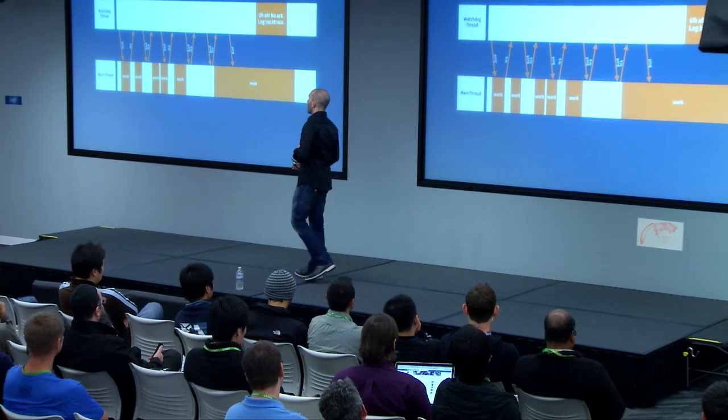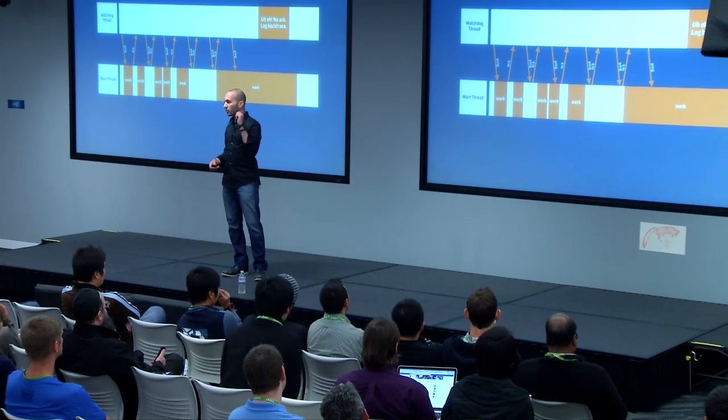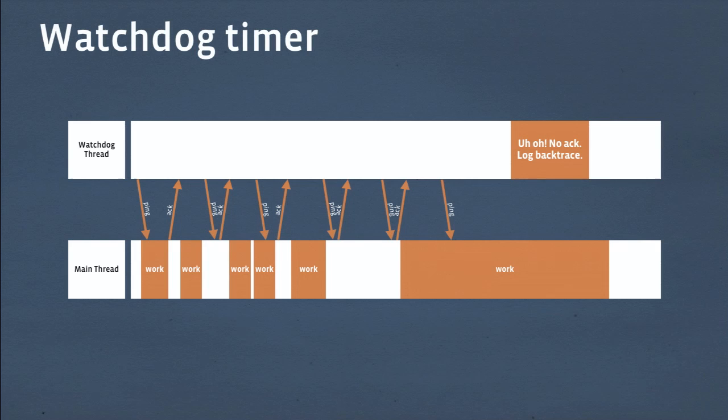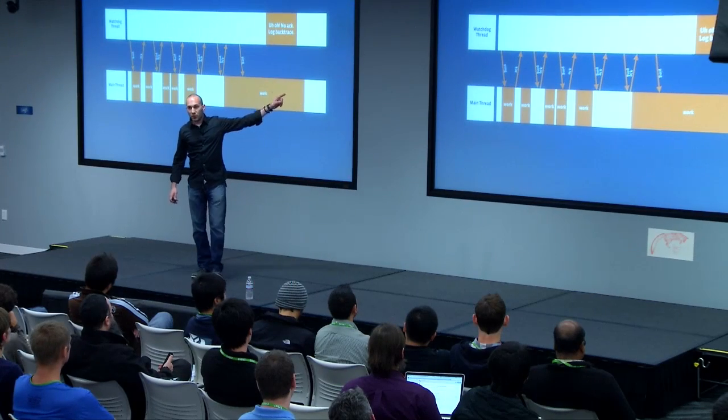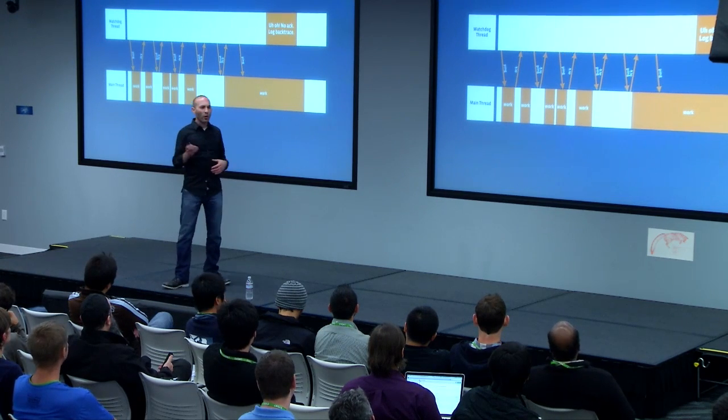What we've done is we've set up a max priority thread that basically pings the main thread and waits for acknowledgement. And if it gets an acknowledgement within a certain amount of time, everything's OK. But if it doesn't get that acknowledgement, like in this last case, we're running this giant block of code at the end, we freeze the main thread, we take a stack trace, and we log that to our servers.